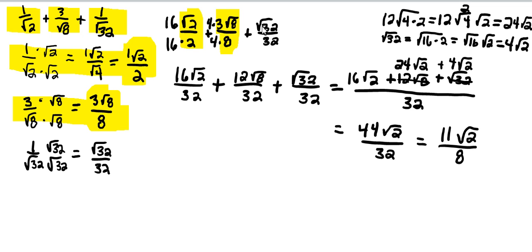This part was this part, and then this is completely this. So now what I have to do in order to add fractions together is I have to find a common denominator. So I'm looking for the common denominator for 2, 8, and 32.